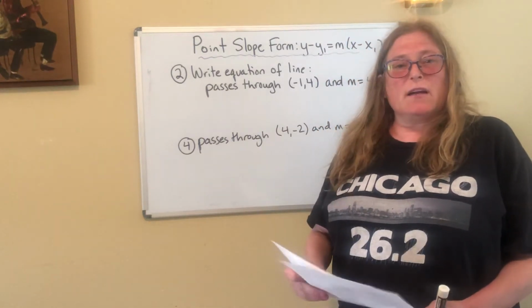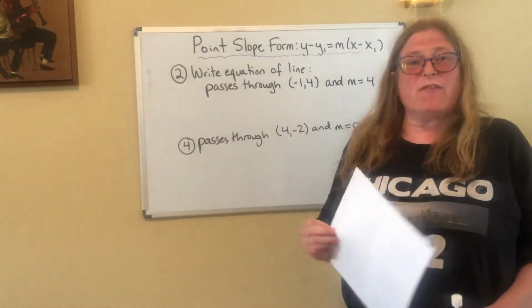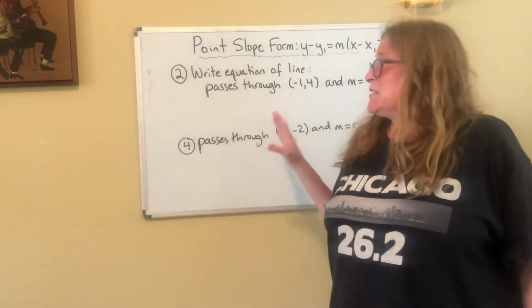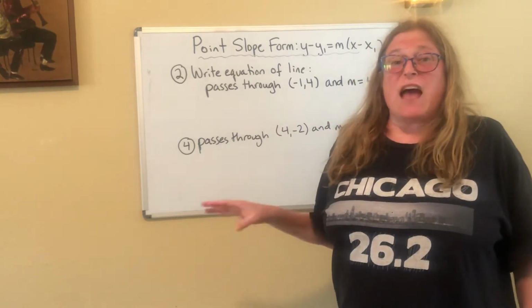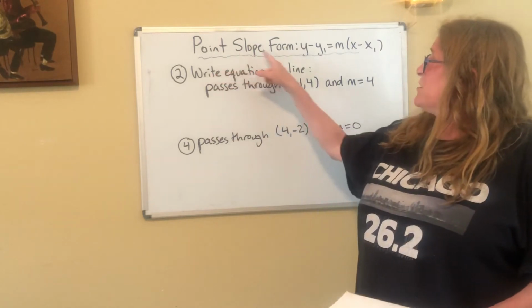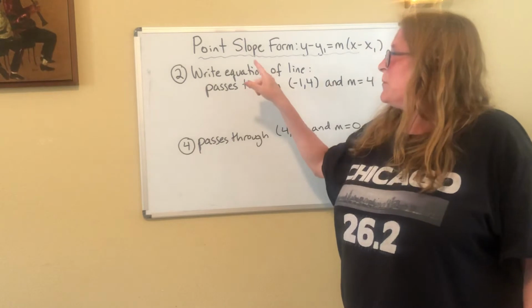So ideally you would have this worksheet printed out, or you can just have it up on your computer next to you. You actually don't have to have it printed out, but the examples I'm going to do are going to be from that worksheet. So this topic here is point slope form of a line. I just want to remind you the sheet doesn't have the actual formula on it.